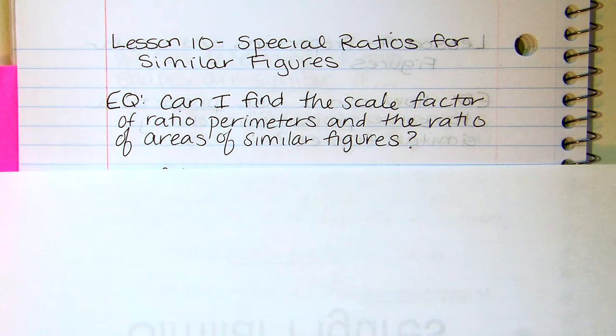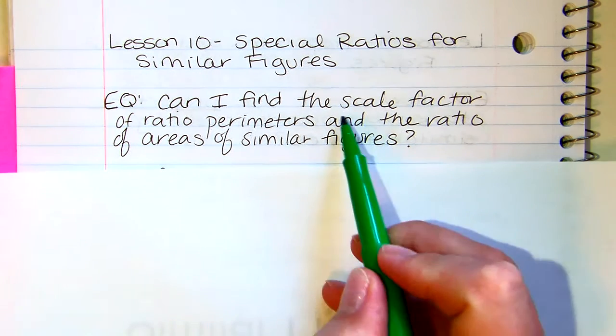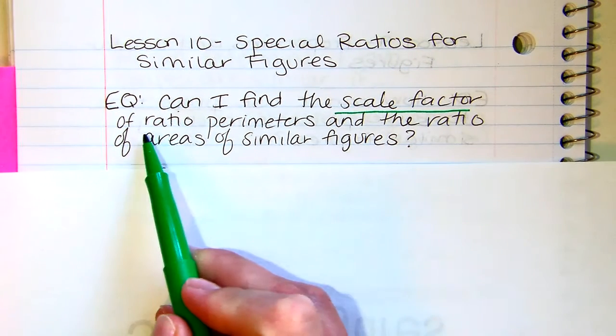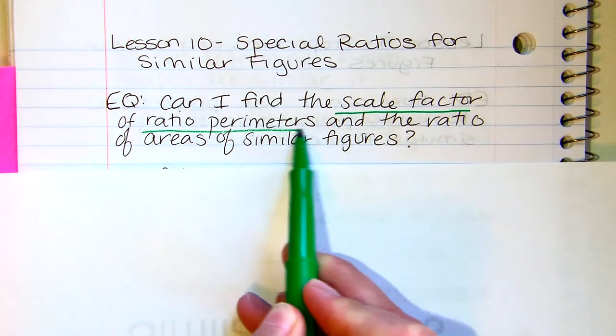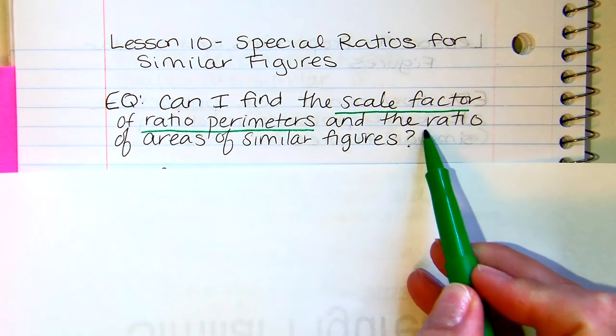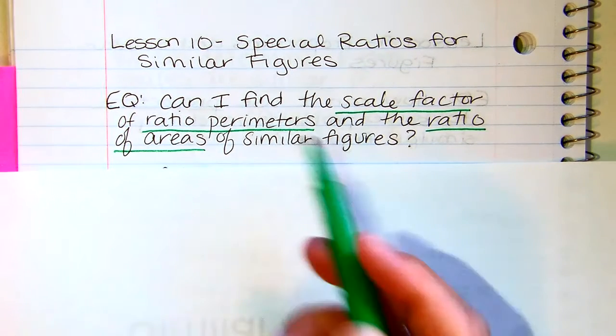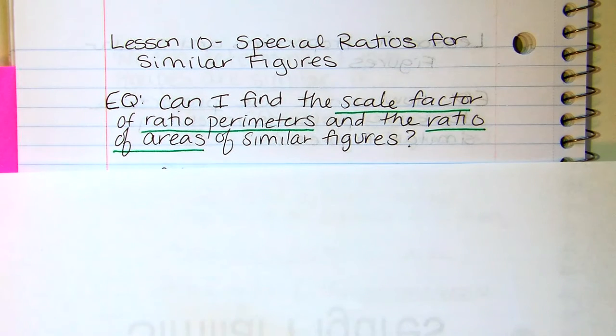Today, you're going to need to be finding three different things. The first is our scale factor. The second is the ratio of the perimeters. And the third is the ratio of the areas. Those are the three components we're going to be focusing on, so let's get this started.